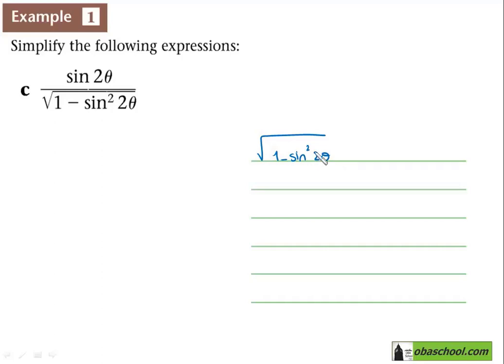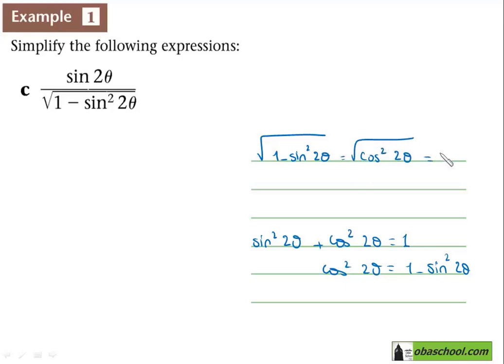Always remember that when we have this, it came from sine squared 2 theta plus cosine squared 2 theta is equal to 1. We want 1 minus sine squared 2 theta, which is cosine squared 2 theta is 1 minus sine squared 2 theta. This is the square root of cosine squared 2 theta. Square root with power 2 cancel each other, so cosine 2 theta.